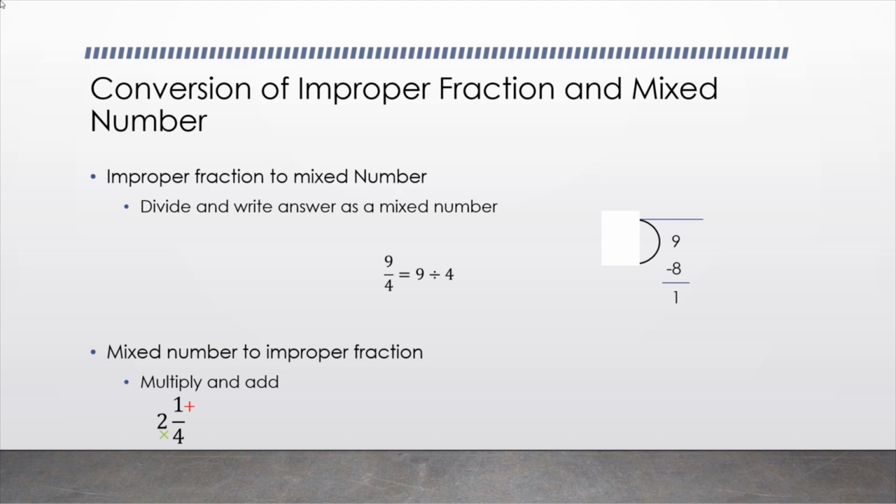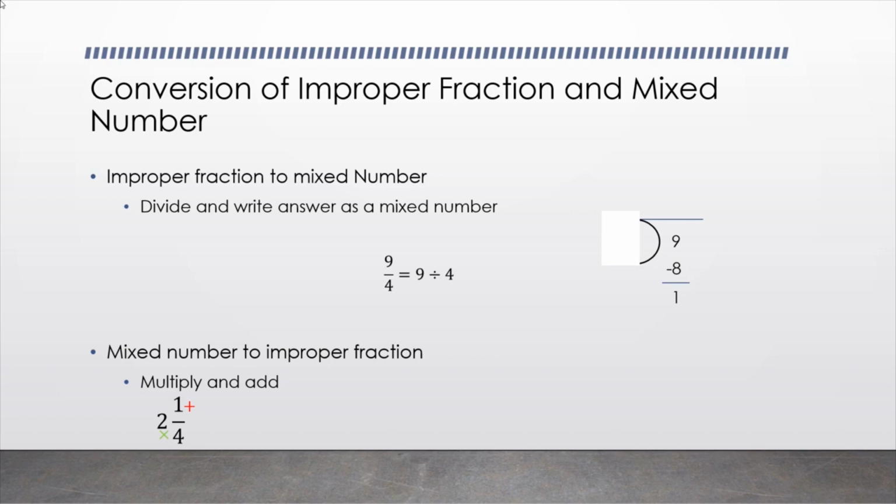All right, so now let's look at conversion of an improper fraction and a mixed number. How would you convert from an improper fraction to a mixed number? Well, you just divide. So 9 over 4, that's the numerator divided by the denominator. You can rewrite that as 9 divided by 4.